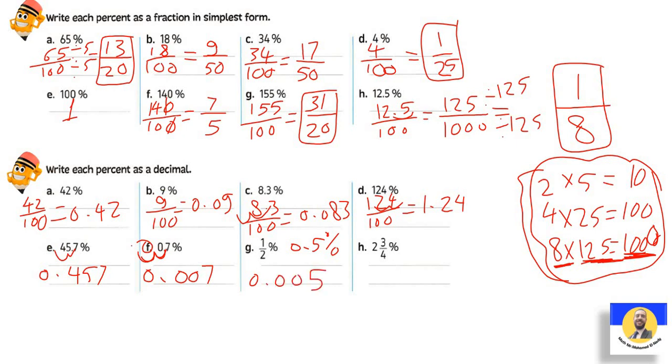Next one, 2 and 3/4%, it means it's a 2 and 3/4, it means that it's 2.75. Percent, so I move the decimal point 2 places back, and it will be 0.0275.